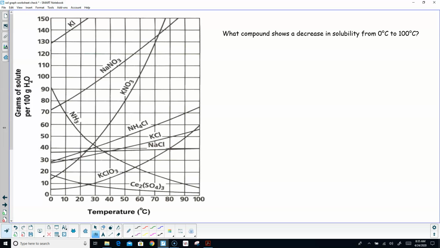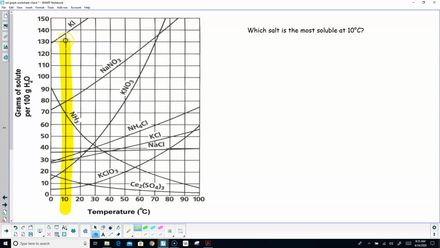Next one. What compound shows a decrease in solubility from 0 to 100 Celsius? There's actually two of them, so either answer would have been acceptable. This guy, ammonia, or this one, cerium sulfate. Either one of those would be acceptable for the answer. Which salt is most soluble at 10? So which one would dissolve the most? Well, you have to look here, this is 10 degrees Celsius. The one that you can dissolve the most of is potassium iodide, KI.